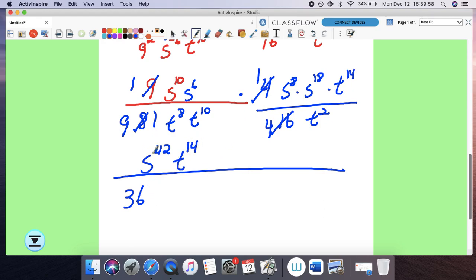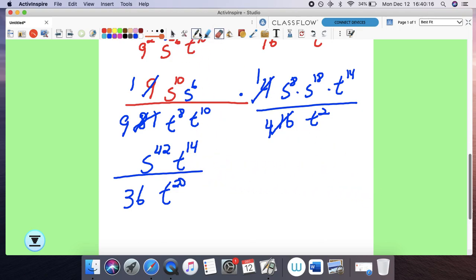On the bottom, what the heck? Oh, that was 81. T to the 8th, T to the 10, and T to the 2nd. So 8 plus 10 is 18. 18 plus 2 is 20. And I'm going to write T to the 20th.